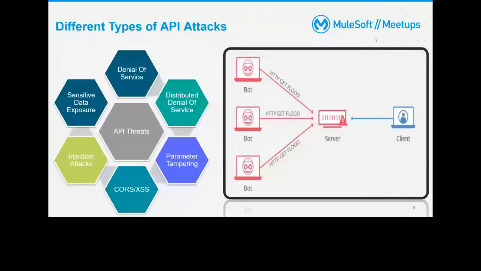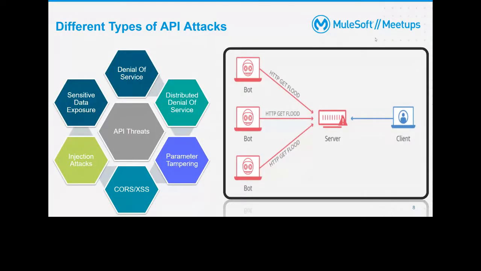Okay, let me go to the next slide. We have different types of API attacks: denial of service, distributed denial of service, parameter tampering, CORS, injection attacks, and sensitive data exposure. There are n number of attacks and security threats. One of the most important security threats is denial of service.